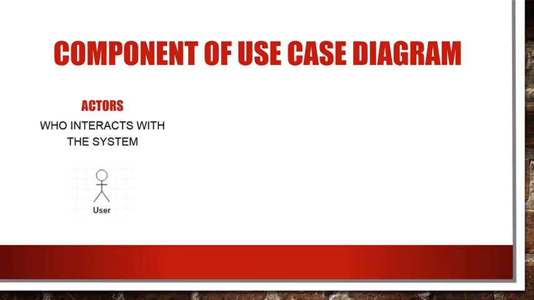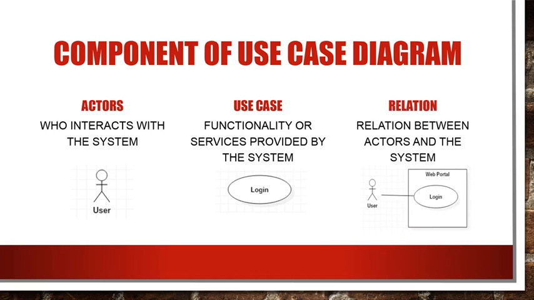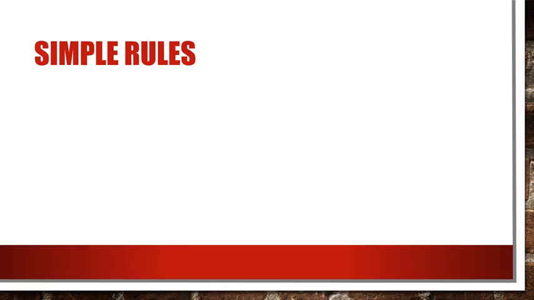There are three components in a use case diagram. They are actors, use case, and relations. Actors are nothing but who interact with the system. An actor is represented by a circle with two legs. The second one is use case. It is a functionality or service provided by the system. It is represented by an oval symbol over which the functionality is written. The third one is a relation. It is nothing but a relationship between the actors and the system.